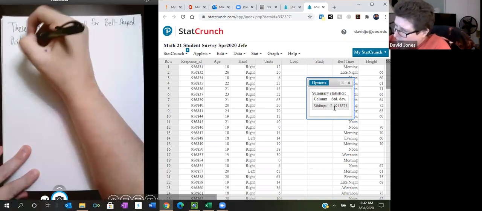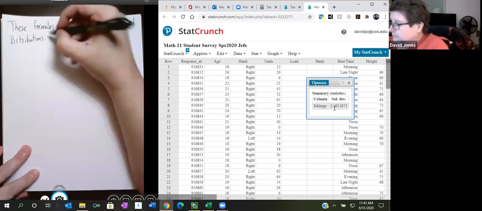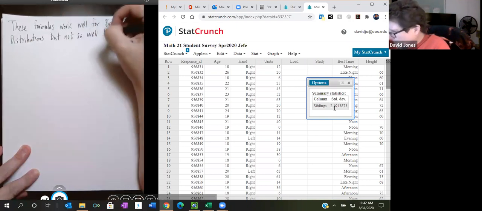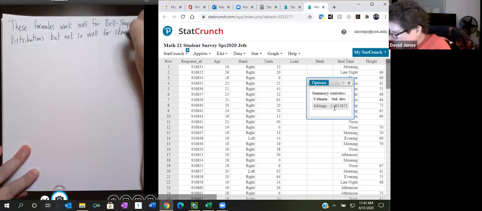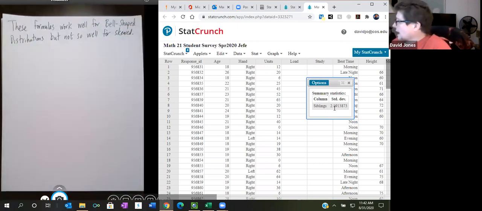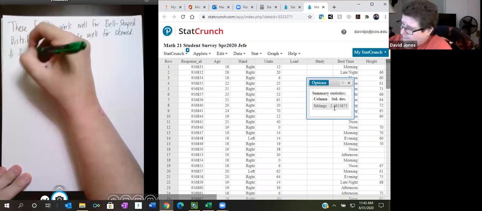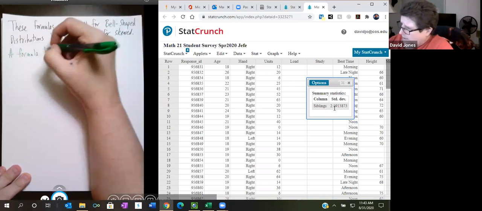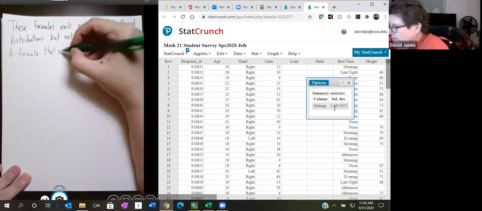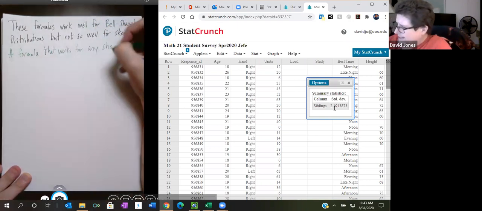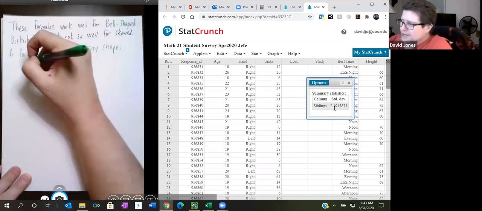But not so well for skewed data, or for any shape. A formula that works for any shape that's related to this concept is called Chebyshev.